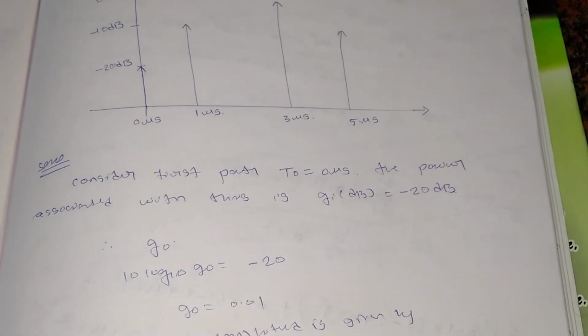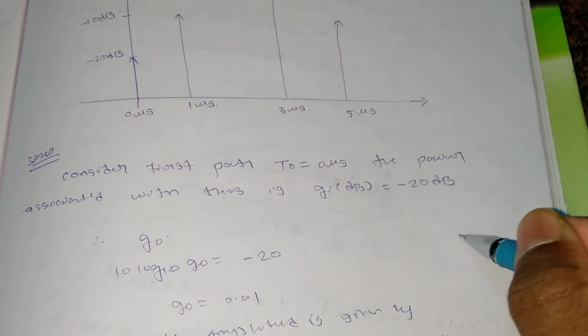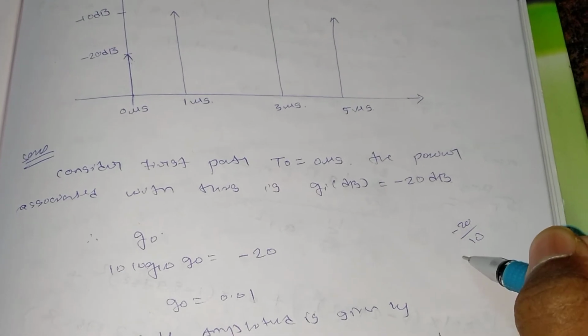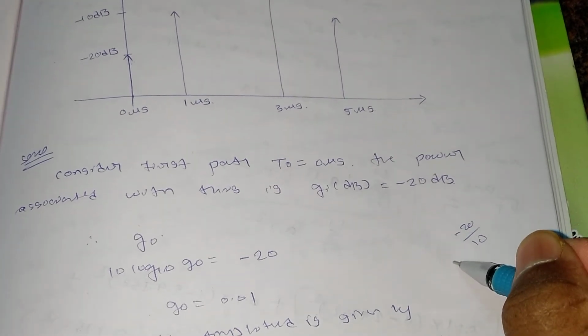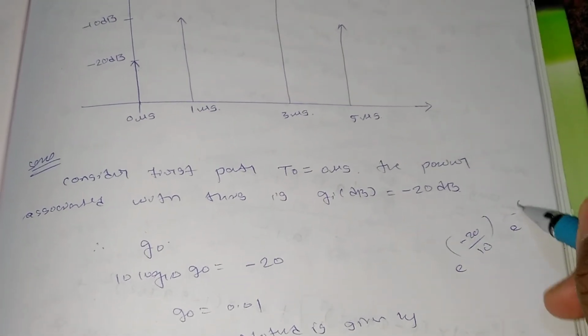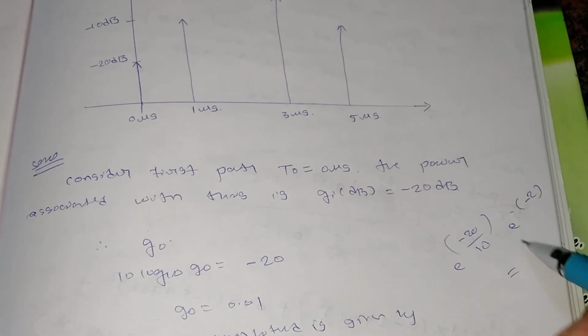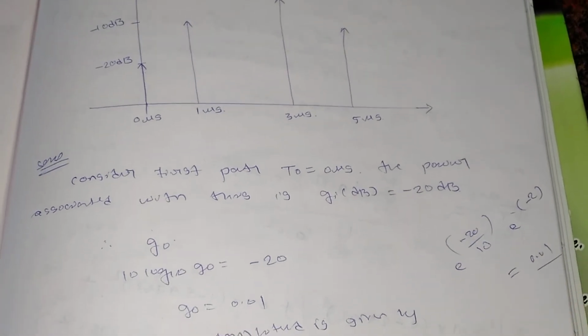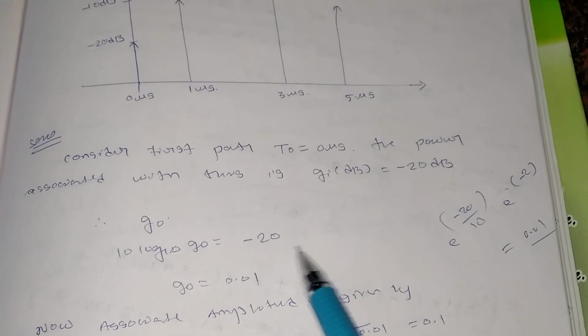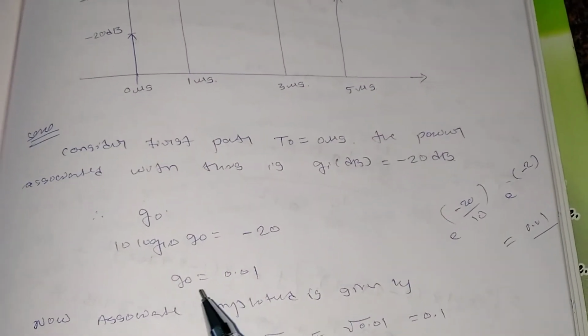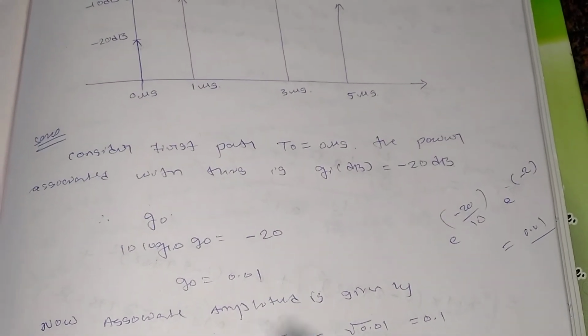and g naught will be equal to, I will write, minus 20 by 10, that will be 10 to the power, so 10 to the power minus 2 I'll be getting. If you do this, you will be getting 0.01. So g naught you will be getting 0.01 here.